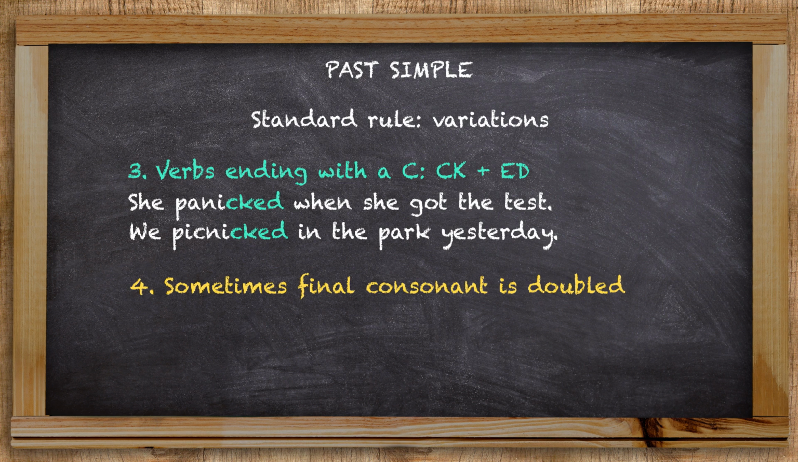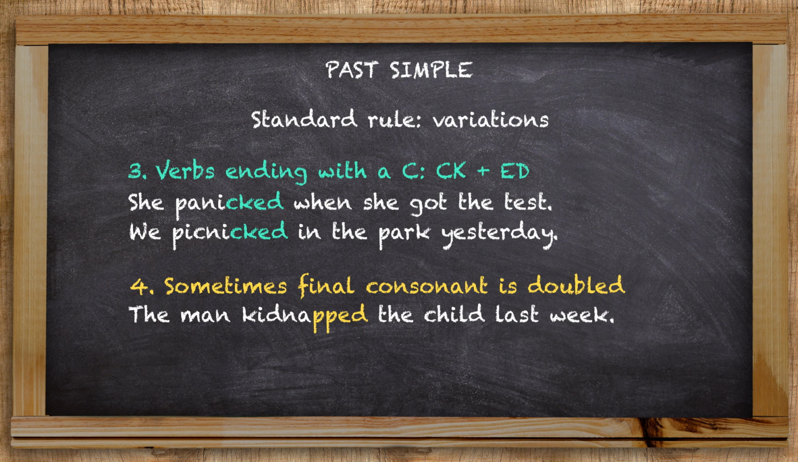4. Sometimes the final consonant needs to be doubled. This is the case if the pronunciation of the verb changes when this is not done. Take for example the verb to kidnap. The man kidnapped the child last week. If the p wasn't doubled, it would be pronounced kidnaped.